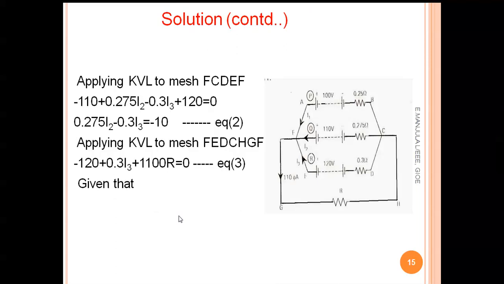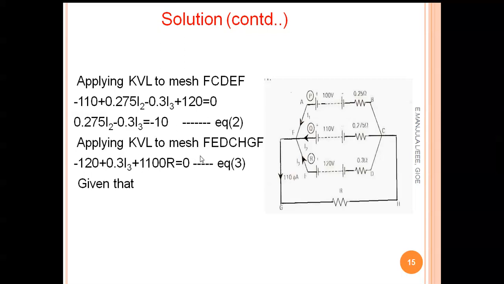And next loop, that is F C D E F. So here minus 110 plus 0.275 into I2, then minus 0.3 into I3 plus 120 is equal to 0. So from this equation we will get 0.275 I2 minus 0.3 I3 is equal to minus 10. This is equation 2.